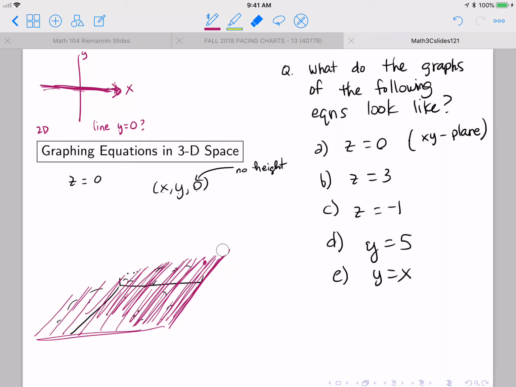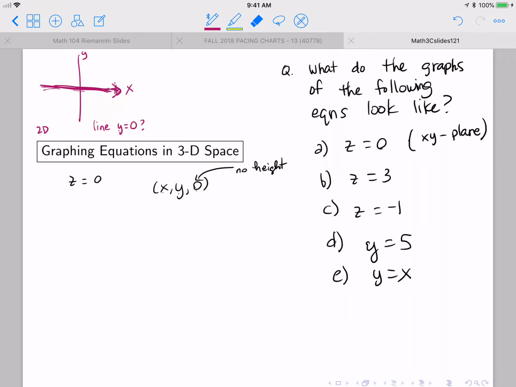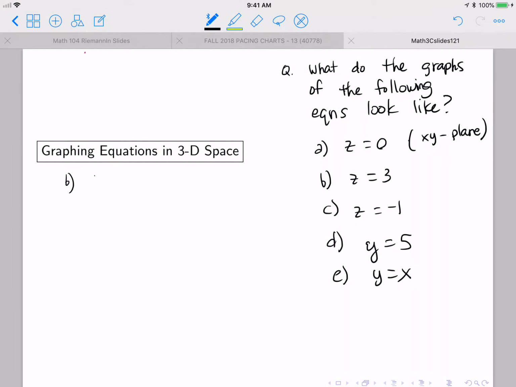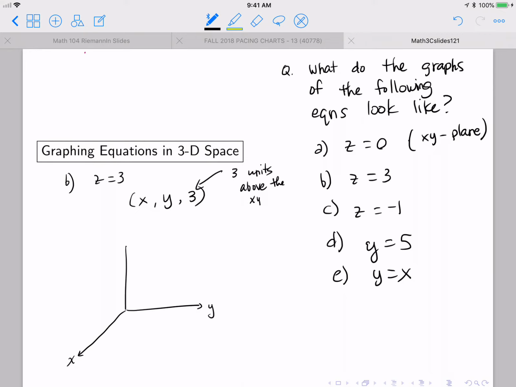Okay, now what about the next example here, which is z equals 3? So this is for z equals 3. We're looking at all points that look like this, x comma y comma 3. What would it mean if your z value is always 3? That means you're always 3 units above the xy plane.